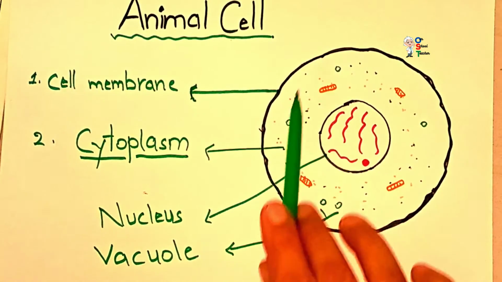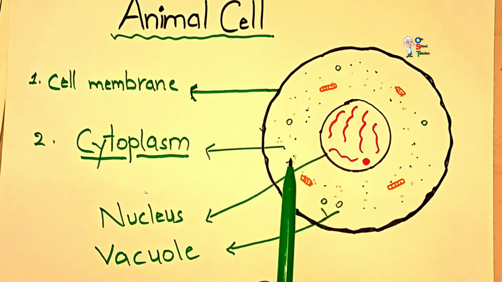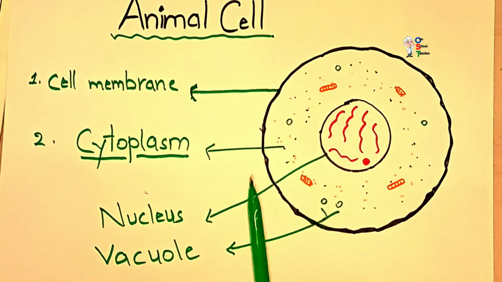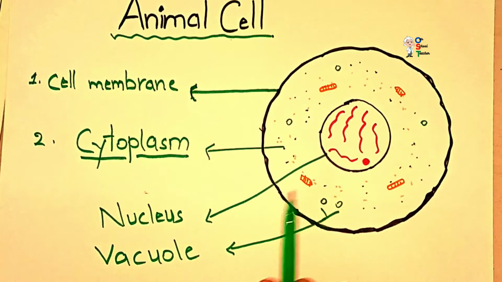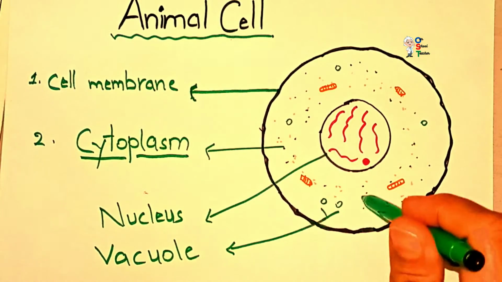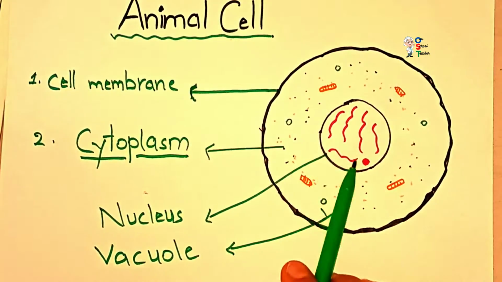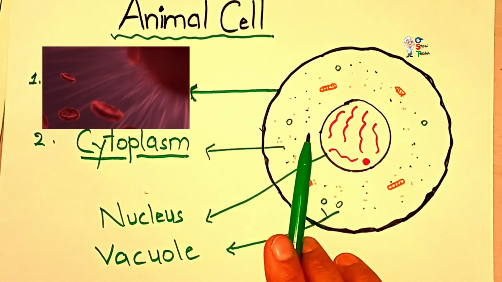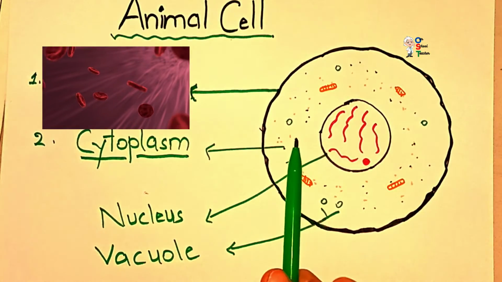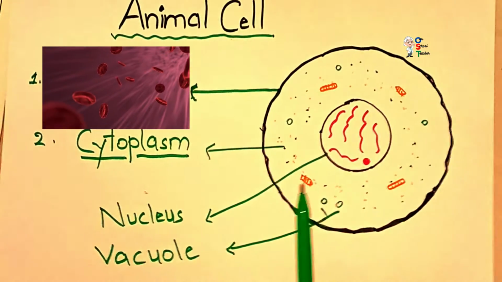Cytoplasm is a liquid that fills the whole cell. All activities which are going on in the cell are going on in the cytoplasm. New materials are constantly being made and broken down in the cytoplasm. And in animal cell, it fills almost the whole cell.